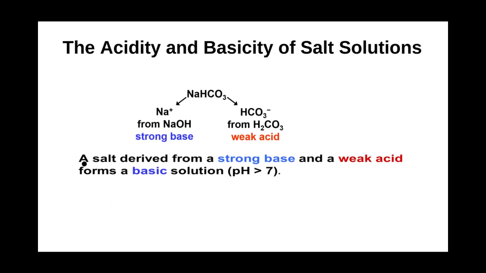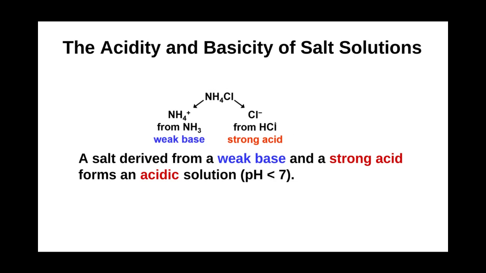Now, a salt that's derived from a strong base reacting with a weak acid does form a basic solution, or a pH greater than 7. So if we look at sodium hydroxide, which again is a very strong base, it's reacting with carbonic acid here. This is a weak acid. When those two react together, they form sodium bicarbonate, NaHCO3. Because the base is much stronger than the acid, it's going to form a net basic solution. Why is that? Because this is just so much stronger than this.